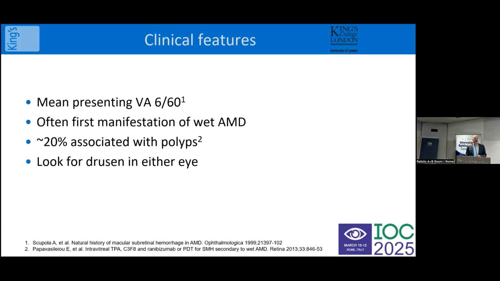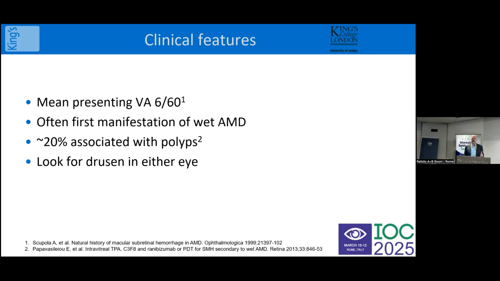So how do these patients present? Well, it varies. The mean presenting visual acuity is very poor. They often present with quite catastrophic loss of vision. Because AMD can often be a bilateral disease, it can be in their better seeing eye. If you look at numbers, the mean presenting acuity is about 6/60. So that's obviously poor.